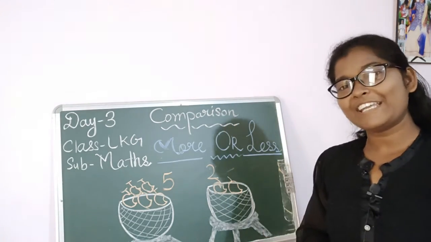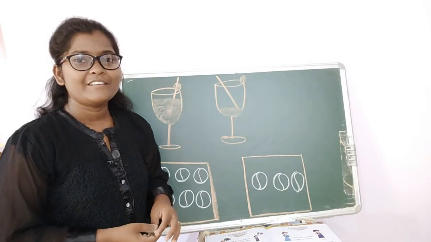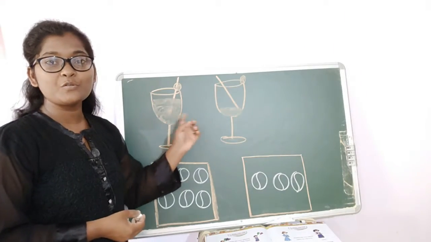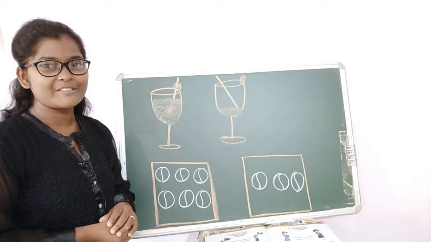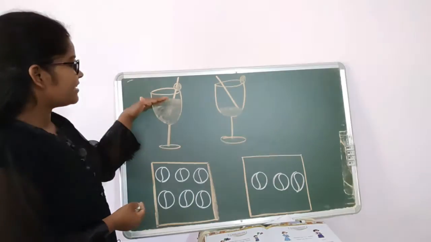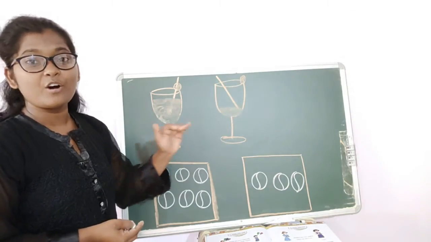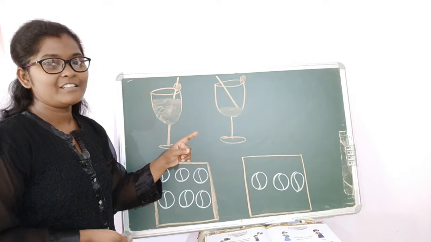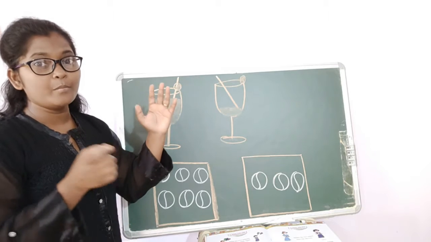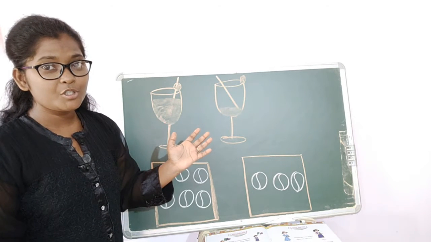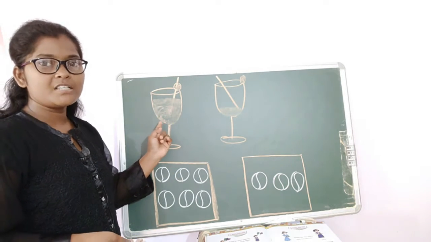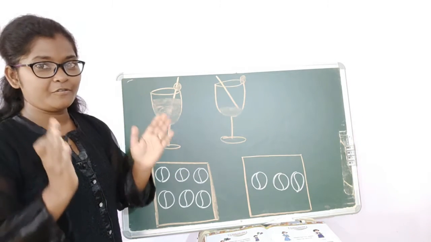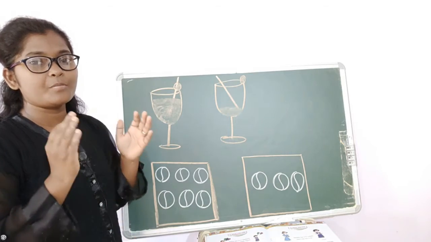Let's see the next example. Now you see the next example. Yes children, these are two pictures of fruit juices. Okay. Now see the level or the quantity of juice inside the glass. Yes children, which glass is having more fruit juice? First or second one? Now you have to observe carefully.